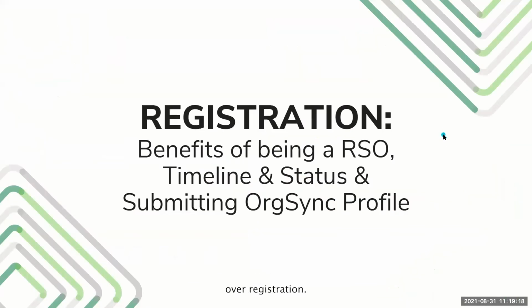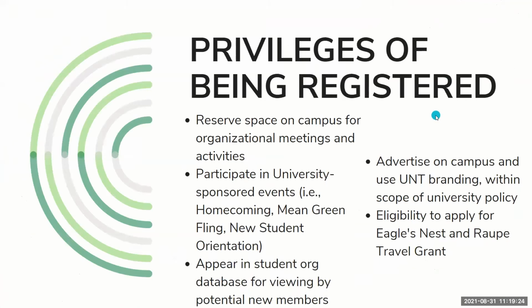So we're going to go over registration. Jay kind of touched on some of it during OrgSync, but we'll go into some of the other details as well. So some of the privileges of being a registered student organization allows you to reserve space on campus for organization meetings or activities. So that would be through the event application, to reserve any sort of classroom space or any other space in the union or other stuff like that for any events or meetings as well.